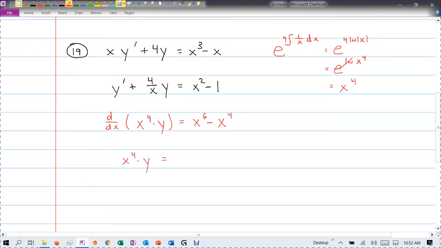Okay, when I take the antiderivative of this, it's 1/7 x to the 7th minus 1/5 x to the 5th plus c. And now I divide everything by x to the 4th. So 1/7 x cubed minus 1/5 x squared plus c times x to the negative 4.